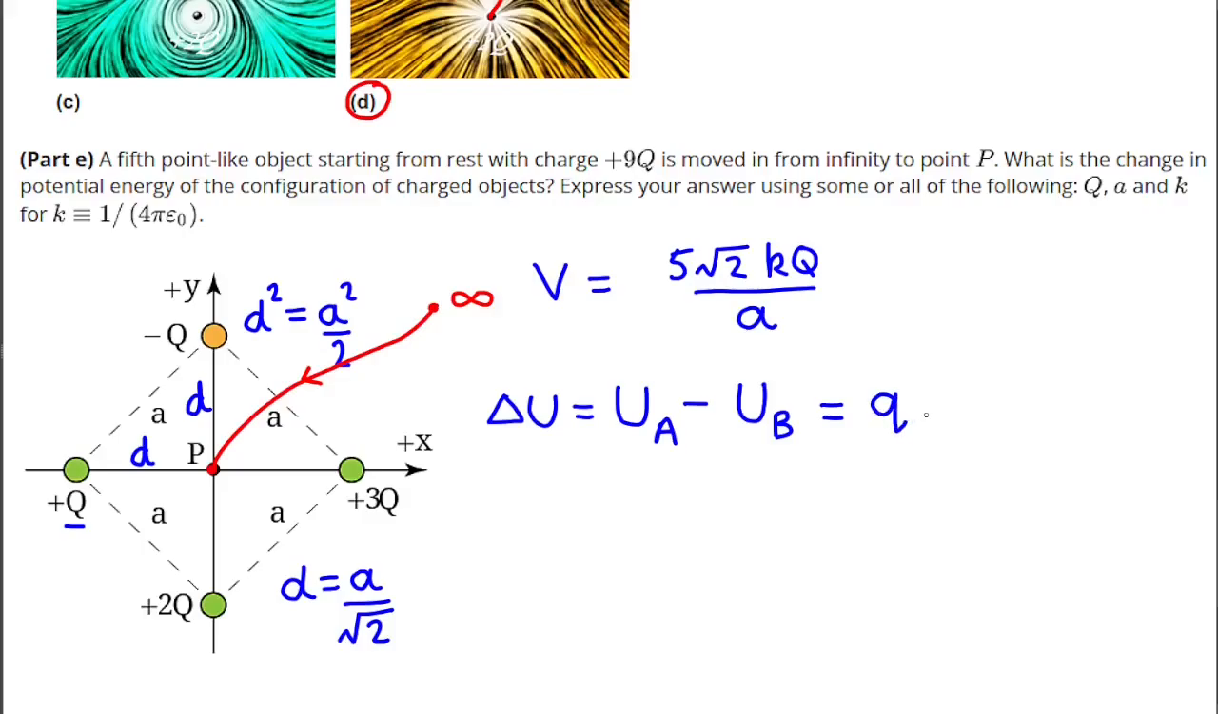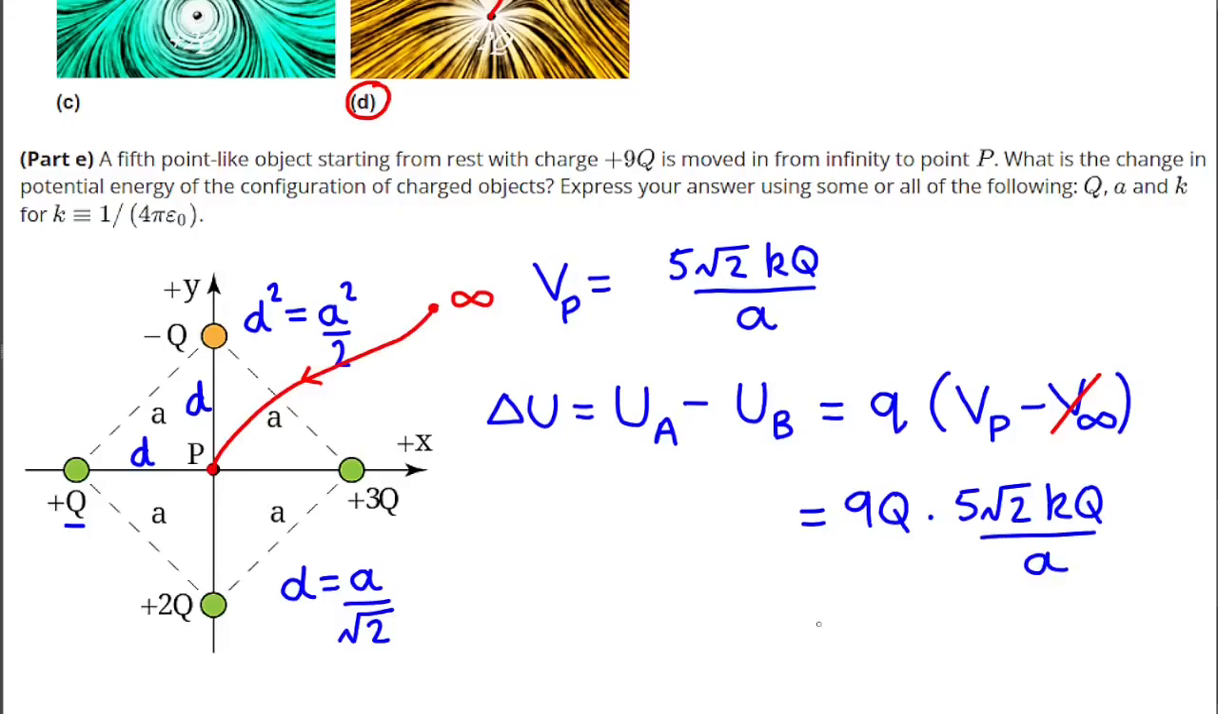And that's equal to the charge by the change in electric potential as we move it from the initial configuration to the final configuration. So that will be the potential at point P minus the initial potential. And we take the potential at infinity to be 0. So what we get is the charge being 9Q by the potential at point P, which we got from part C, being 5 root 2 kQ on a. So the change in potential energy of the charge configuration is 45 root 2 by kQ squared on a.